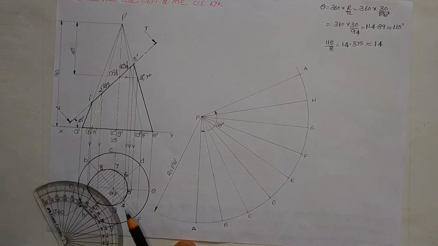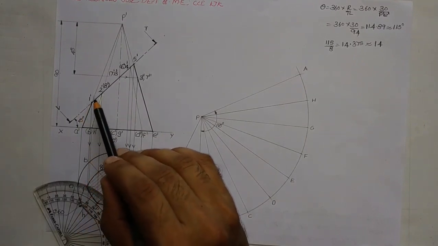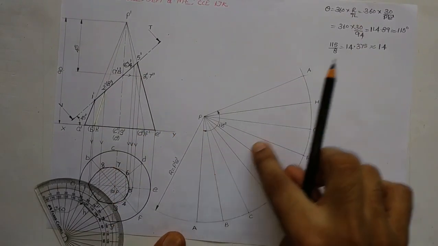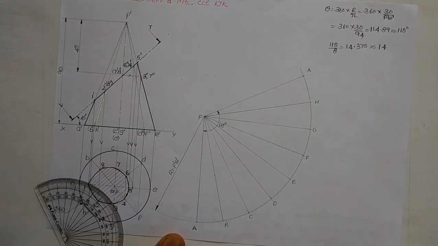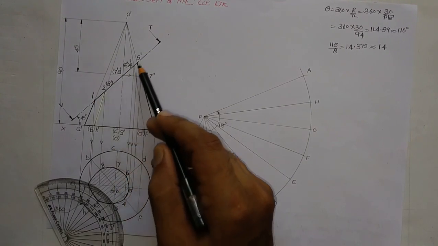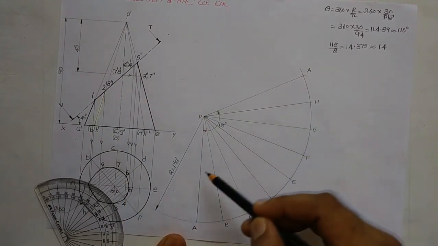So here we have to transfer points 1 dash, 2 dash, 3 dash, 4 dash, 5 dash up to 8 dash to this development in order to get the development of the solid after the sectioning process. So how to transfer 1 dash, 2 dash, 3 dash up to 8 dash to this development?